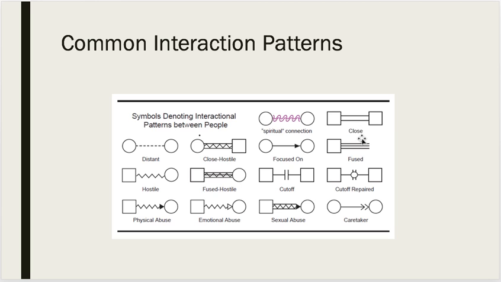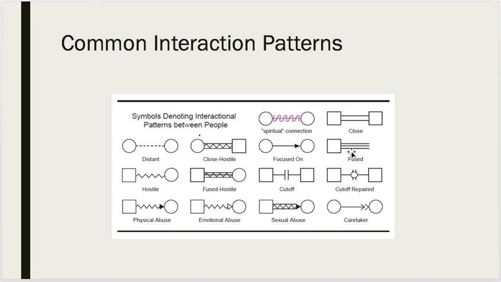Two lines between two members indicate a close relationship. Dashed lines between two members indicate a distant relationship. Two lines with a jagged line in the middle indicates a close yet hostile relationship. A line connecting one individual to another with an arrow tip indicates that this individual here on the left is focused on the individual on the right.